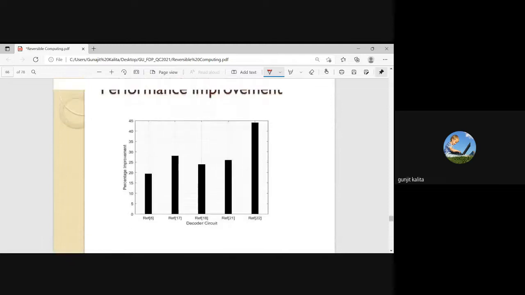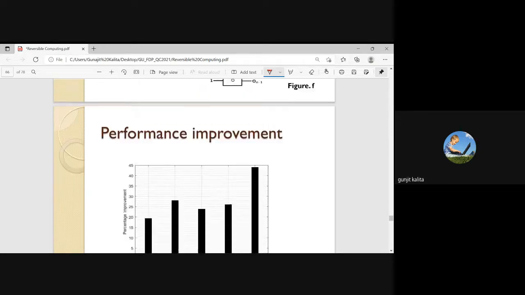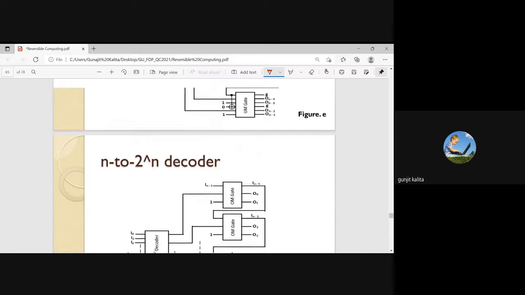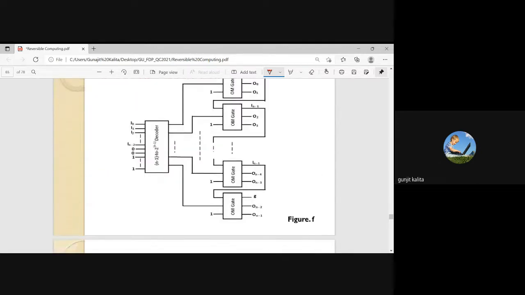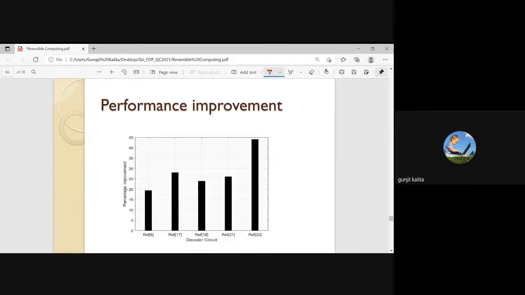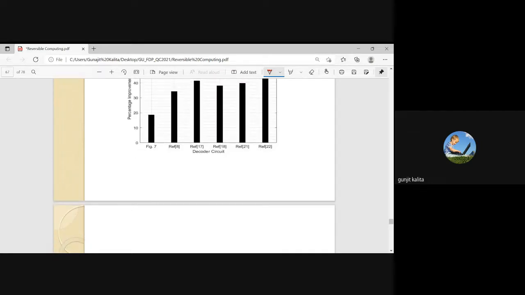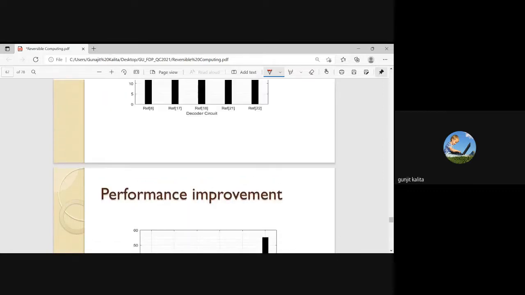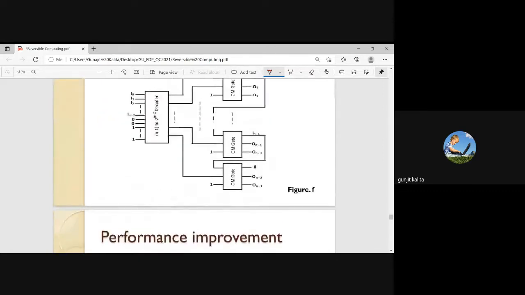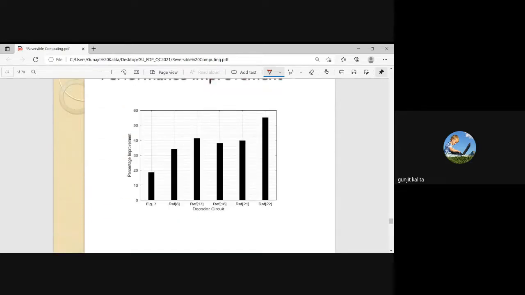So this is the performance improvement. I can say considering Reference 8 will be better. You can see this is a good design. Reference 8 is actually this design, the second design, Figure F. Okay. Anyway. Reference 7 is basically this one. Yeah, the main problem is here. Figure F is actually your 7. Right?